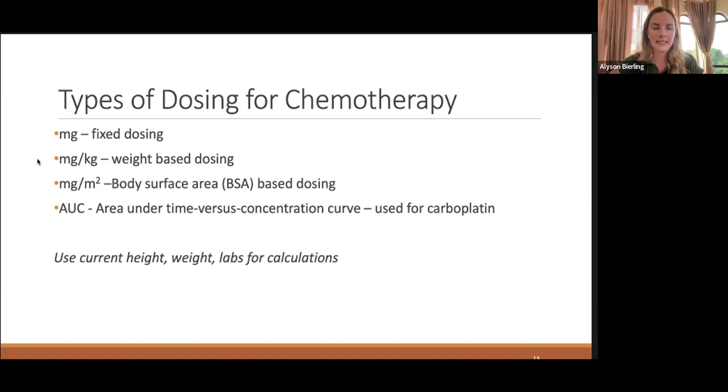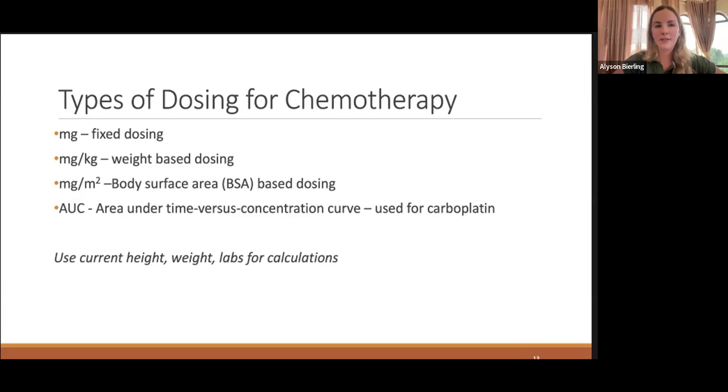And then another type of dosing is weight-based dosing. So a patient receives an amount of drug based on just their weight. And then finally, and a bit more complicated, is an area under the curve type of dosing, which is used for a drug called carboplatin, which I don't think you'll be using in your setting anytime soon. So I will not complicate things by going into too much detail about that. So really, we're mostly focused on the body surface area based dosing.